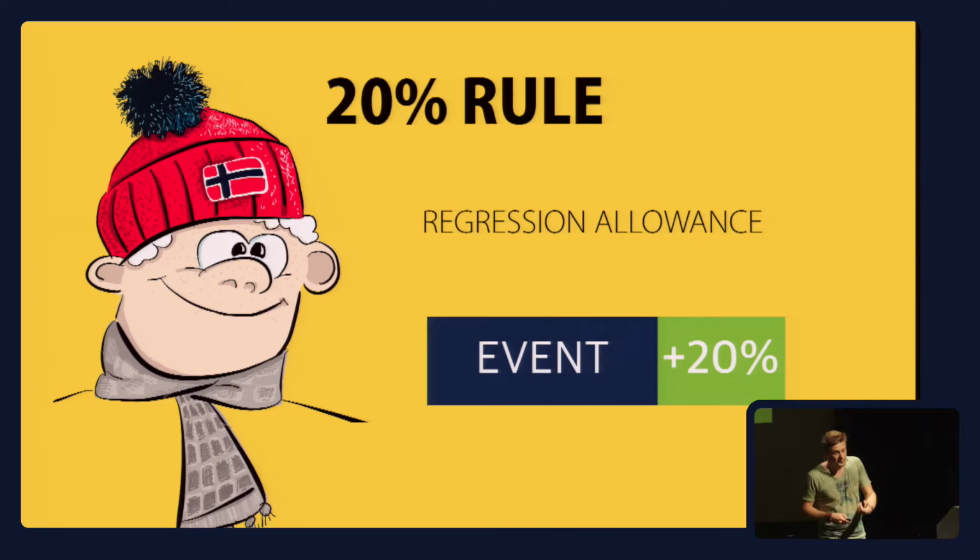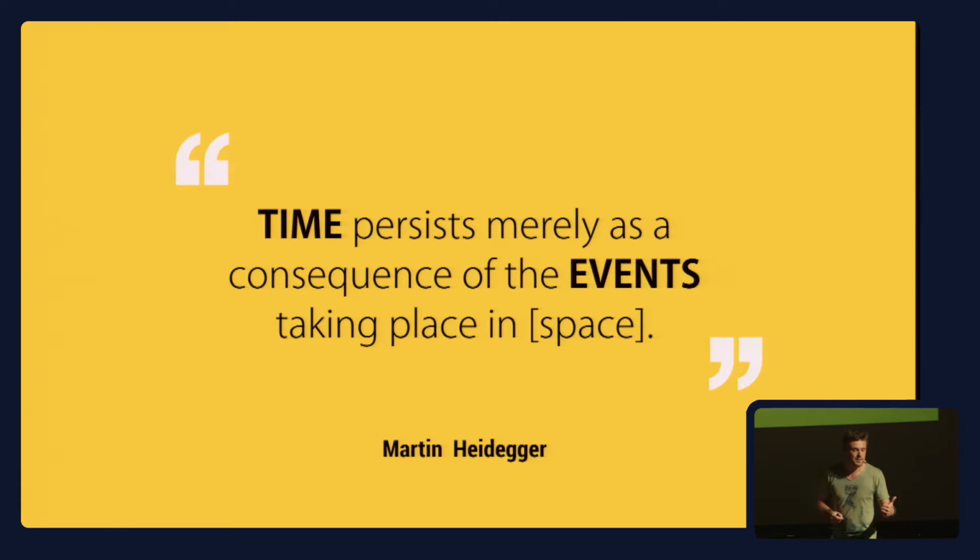Since we are talking about performance, time, and brain, let's see how our brain perceives time in general. German philosopher Martin Heidegger writes this about time: time persists merely as a consequence of the events taking place in space. So let's see how our brain perceives one single event, this molecule of time.